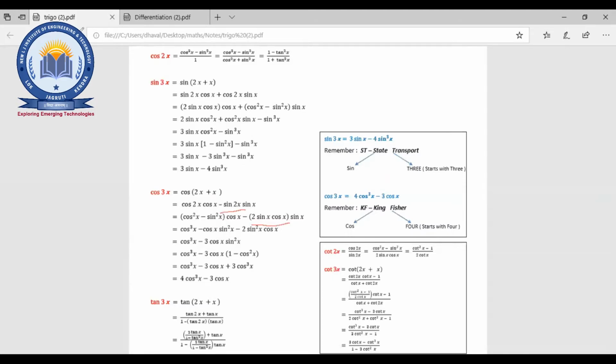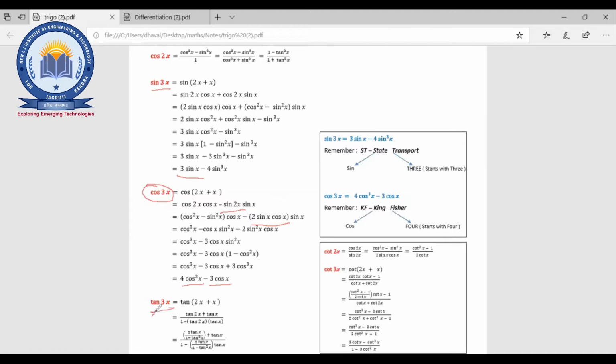It is the reverse of the sine. In sin 3x it starts with 3 sin x; here it will start with the cube, that means 4 cos cube x minus 3 cos x. So this is the equation for cos 3x.